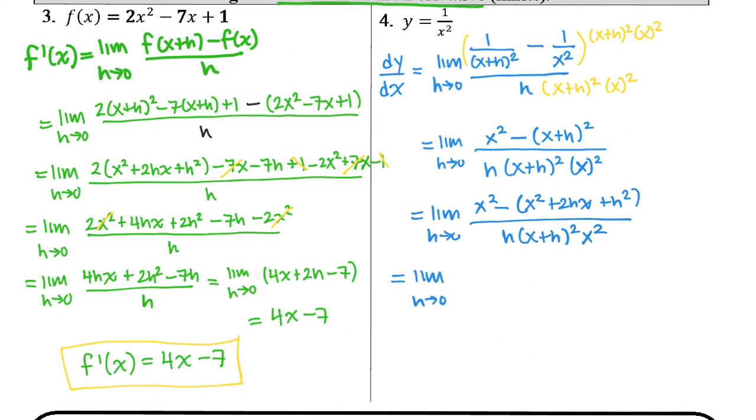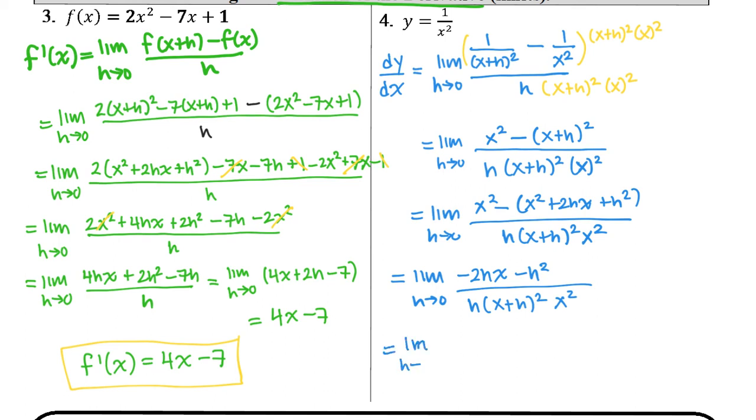Okay, let me see what's left. X squared minus x squared are going to cancel. If I give the negative to the 2hx, I'll have negative 2hx. And if I distribute the negative to the x squared, negative h squared. Okay, and then the entire thing is over h times x plus h squared times x squared. Okay, I'm going to cancel an h out. This one has an h and this one has an h. I could factor the h out first and then cancel it, but because it happens so often, I'm just going to cancel it.